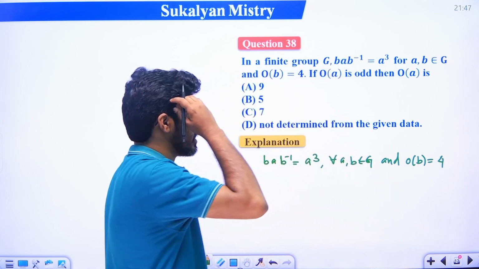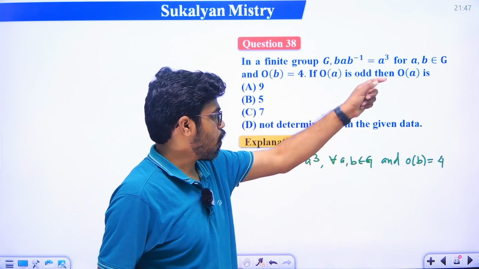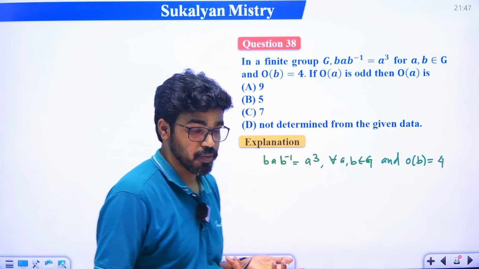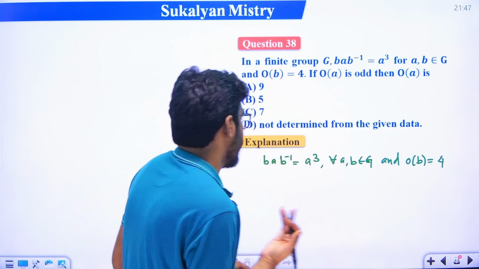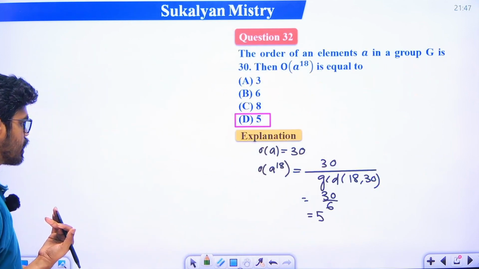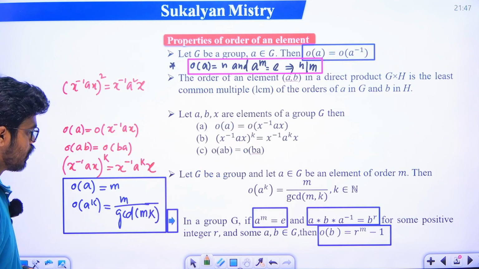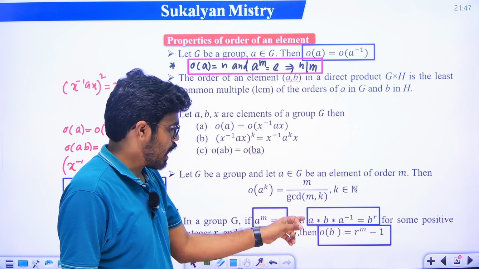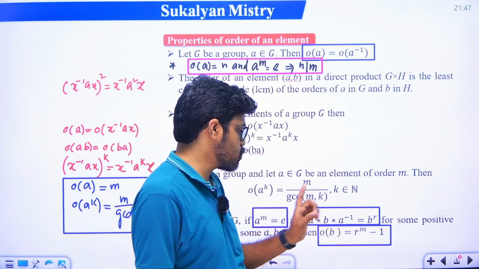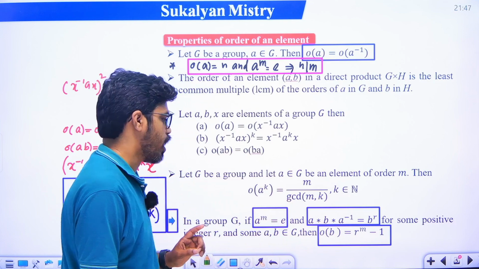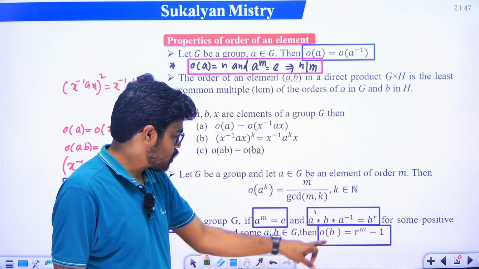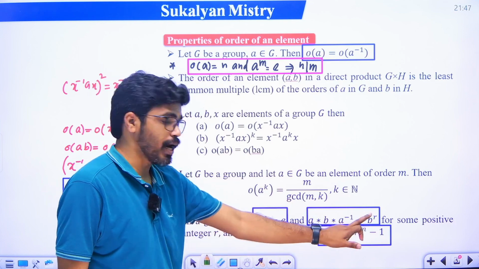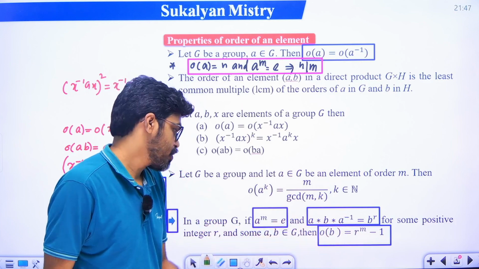If the order of A is odd, then what will the order of A be? Let us apply this property: if A to the power m is E and A B A inverse is equal to B to the power R, then the order of B will be R to the power m minus 1. This is a short trick. Okay, what is given?